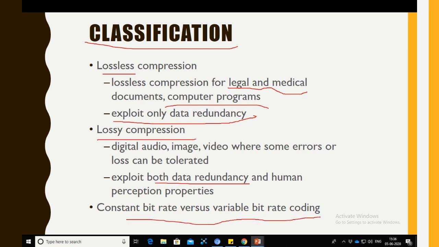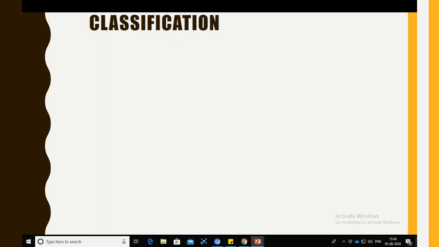In practical terms, one more classification: constant bit rate versus variable bit rate. This depends on how you are transmitting. How is the compression happening? Whether you are compressing every time with the same amount of data, or you are working with a variable amount of data.